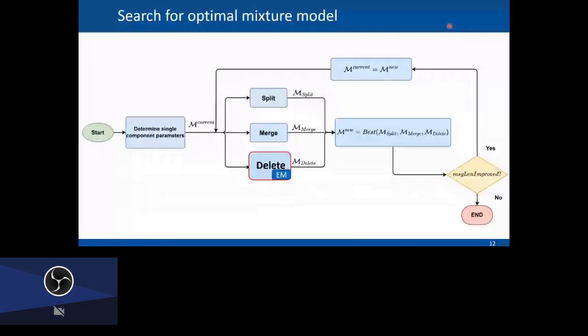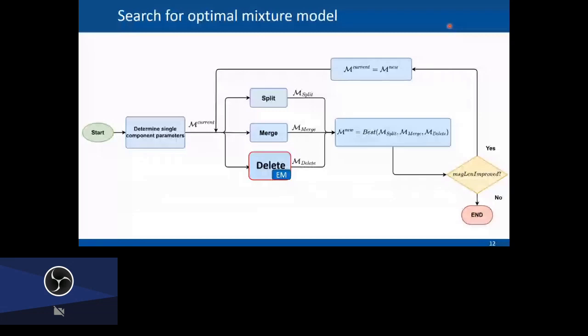So on completion of these three operations, we now have three mixture models, which are the best split, best merge, and best delete mixture models. After that, we compare these three models with each other, and we only select the one having the minimum message length. Finally, we compare the message length of this new mixture model with the starting mixture model, the one we started with. If there's any improvement in the message length, we continue the search process. If there isn't any improvement, the search stops, and the starting mixture model at that iteration is treated as the inferred mixture model.